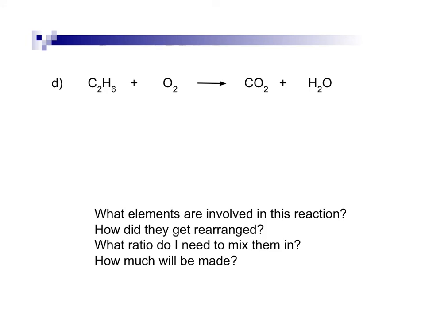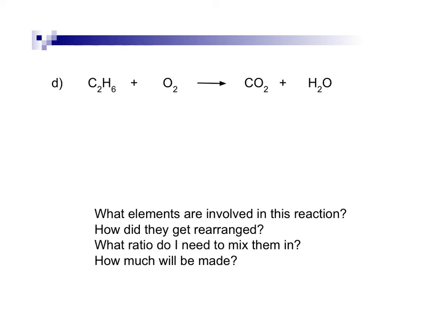Let's try one more example. What elements are involved in this reaction? Well, C, that's the symbol for carbon, this capital H, hydrogen, and this O, oxygen. How do the elements get rearranged? Notice I have a chemical with C's and H's in it. I'm adding it to oxygen, and I only get out CO2 and water. This is a complete combustion pattern.